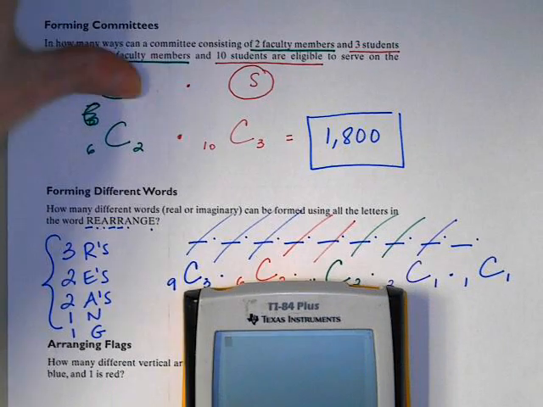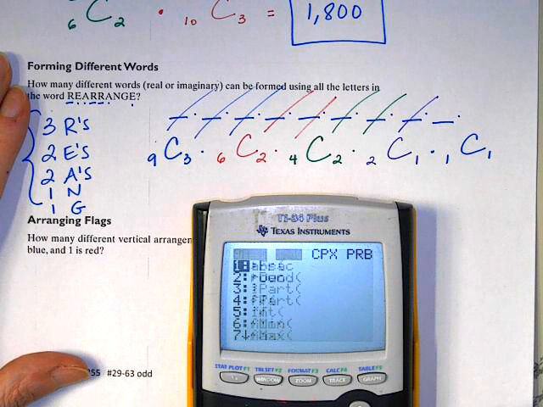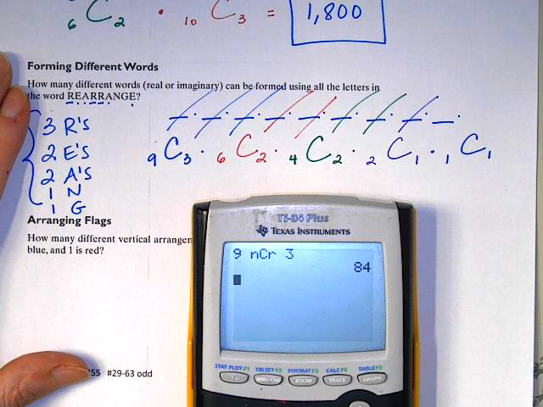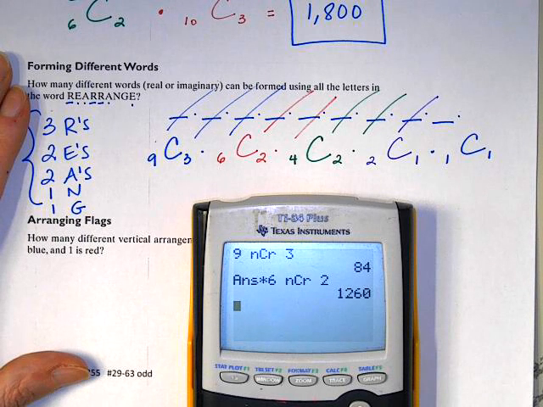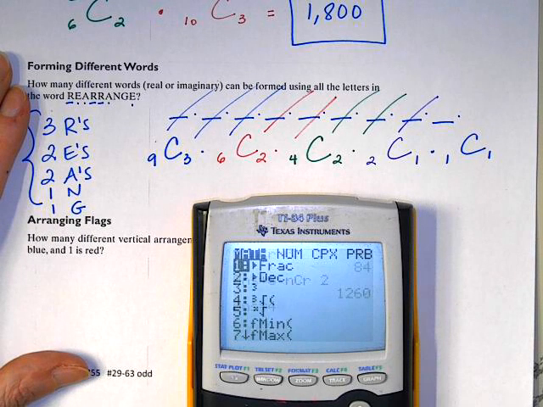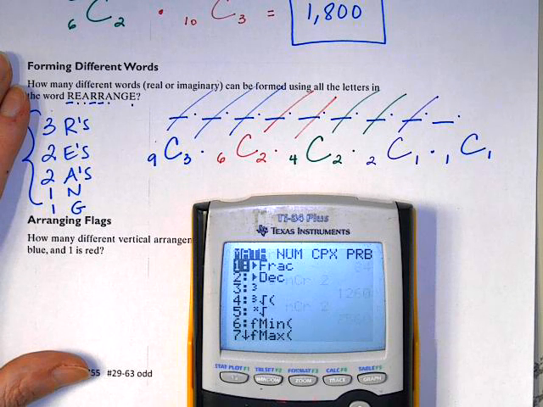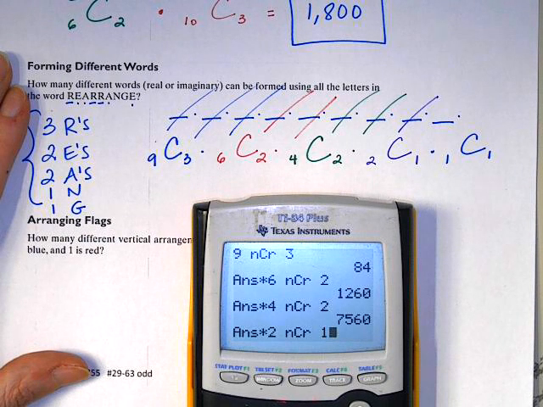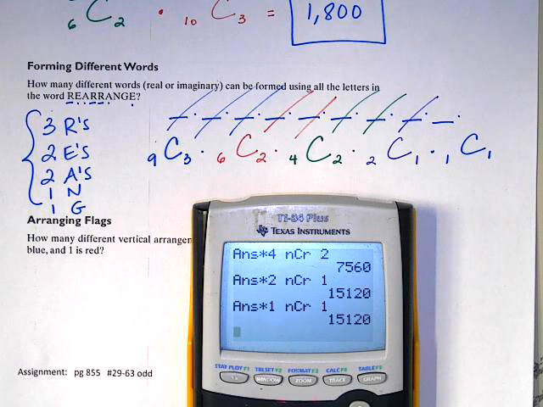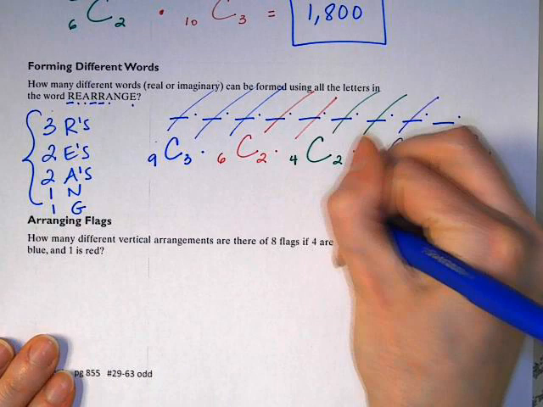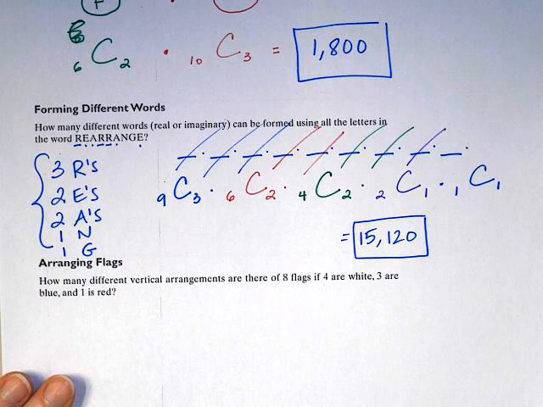All right, so let me slide this up a little bit. All right, so we have 9 choose 3, times 6 choose 2, times 4 choose 2, times 2 choose 1, times 1 choose 1. And that's 15,120.